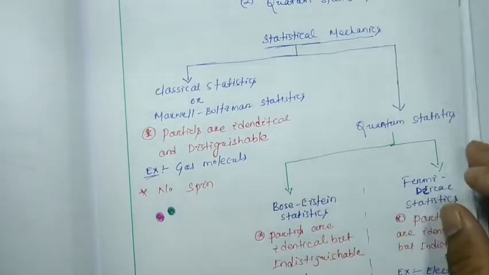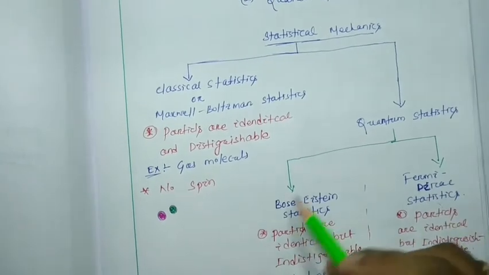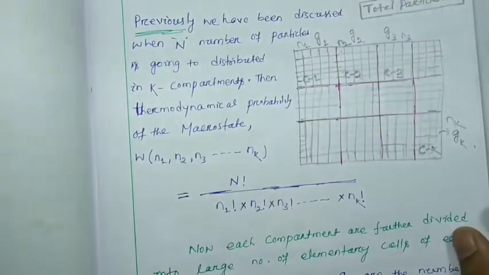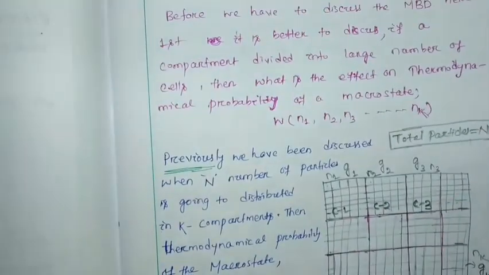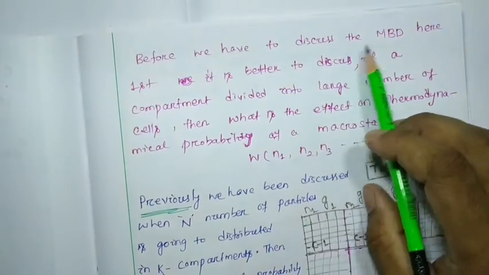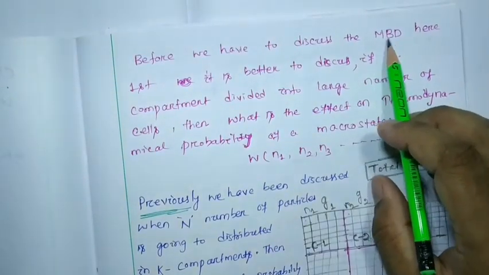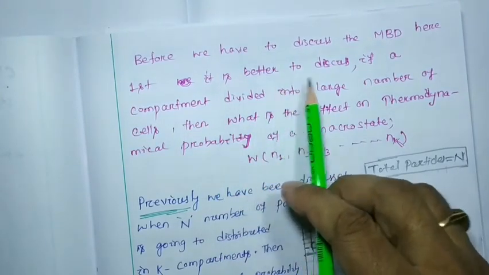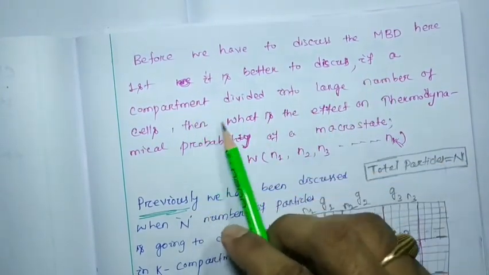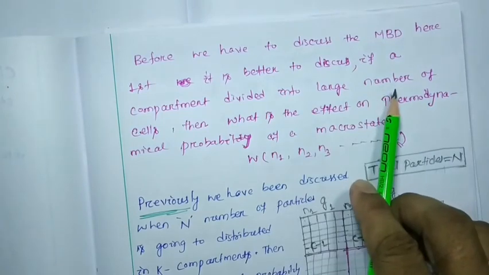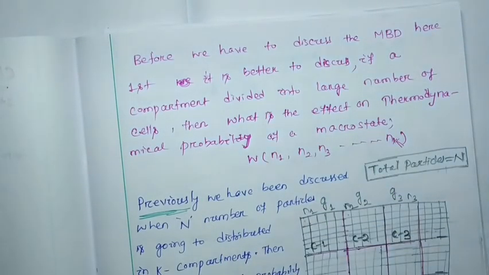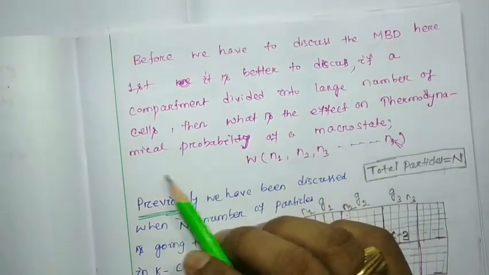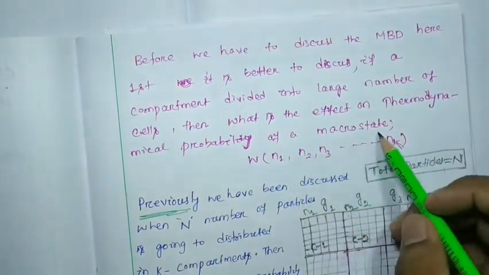We have to find out the distribution function. However, this we are going to discuss in our next unit. Okay. So now, before we discuss the MBD, that means Maxwell-Boltzmann distribution, here first it is better to discuss, if a compartment is divided into a large number of cells, then what is the effect on the thermodynamic probability of a macrostate?